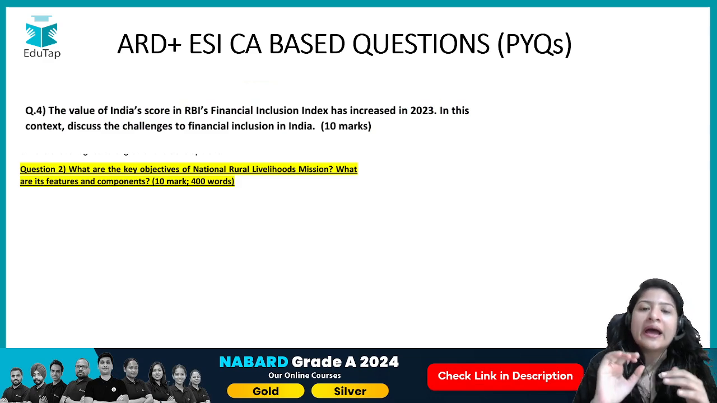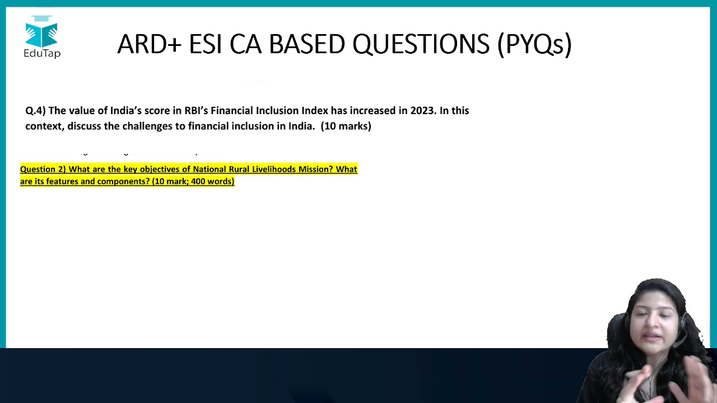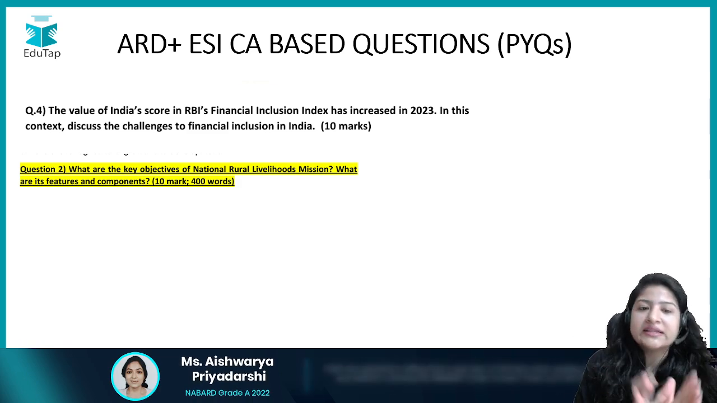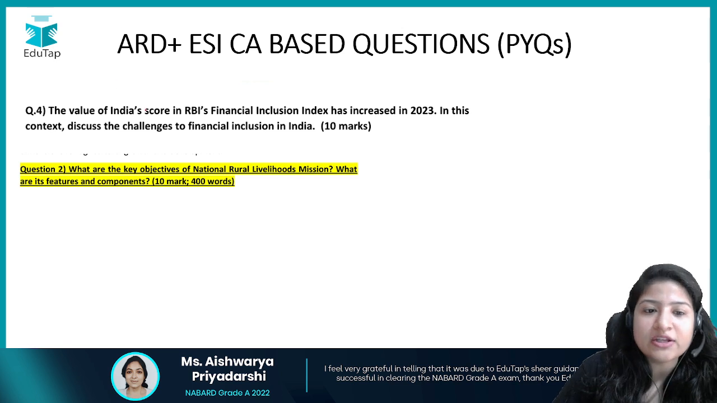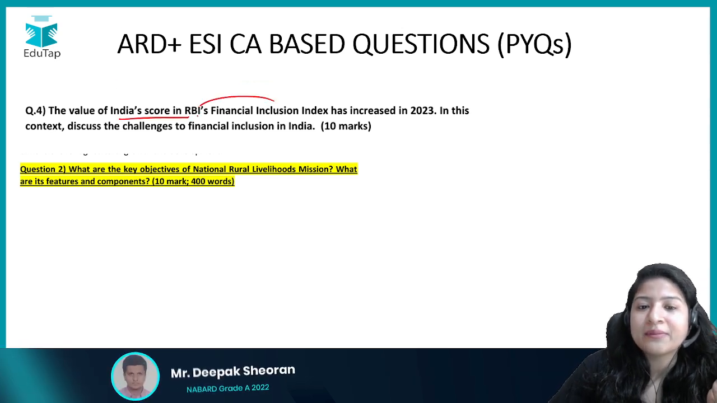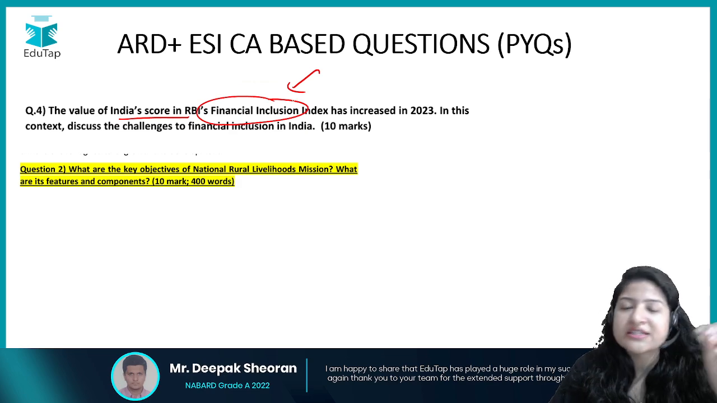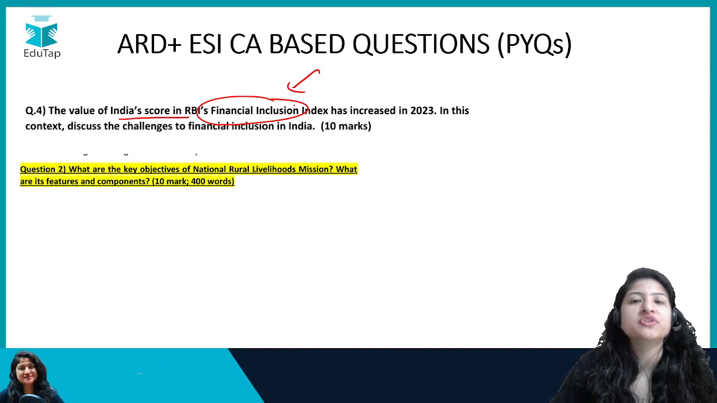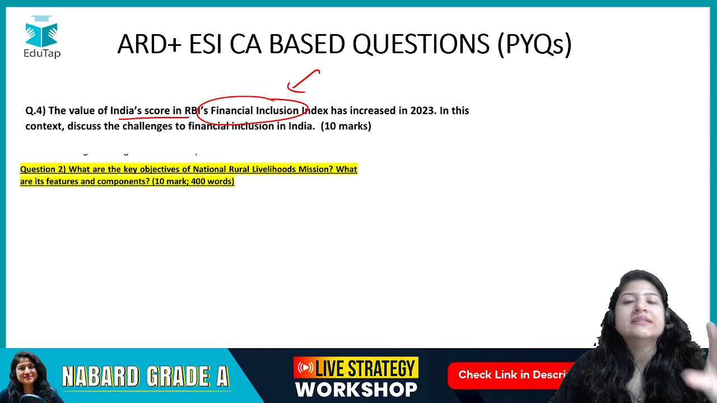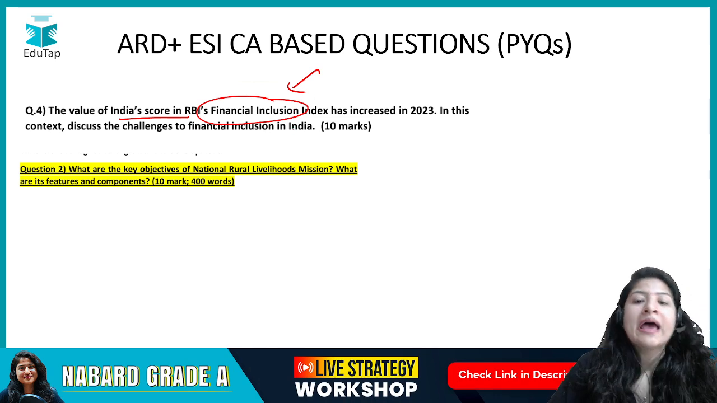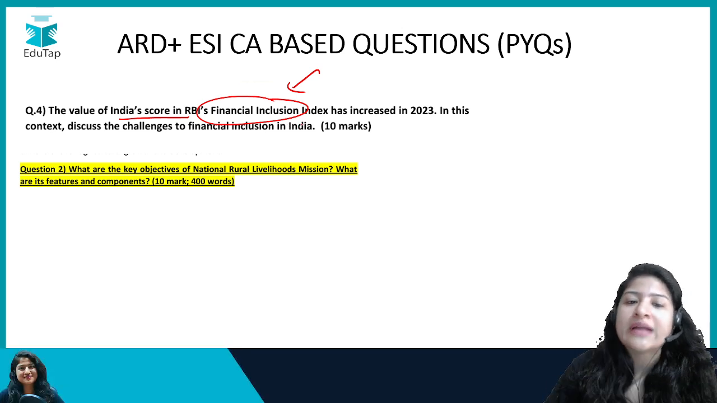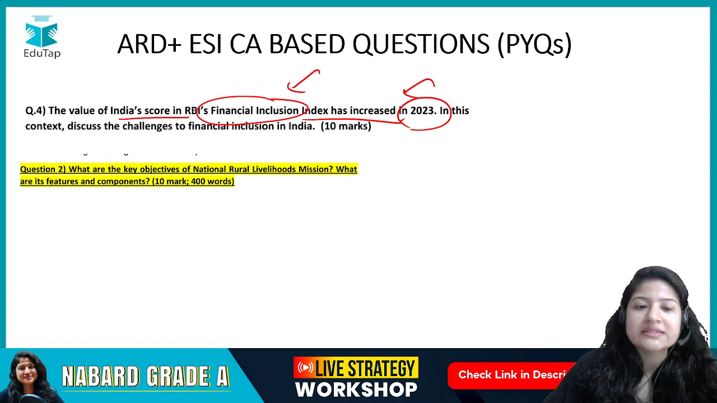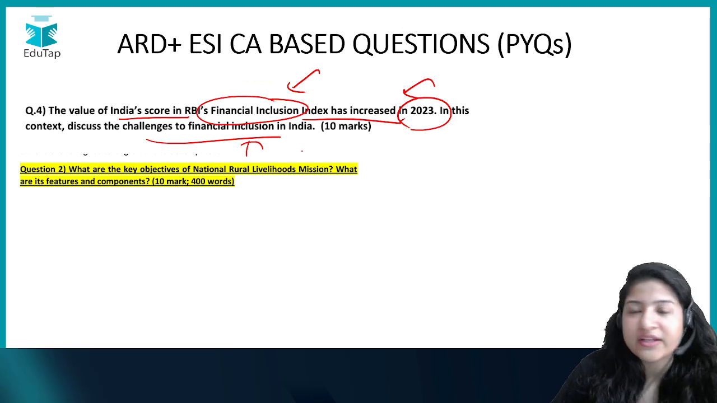ठीक है. And how these questions are asked, whenever anything is in news for any revolutionary reason. ठीक है. For example, if you look at question number 1, find the value of India's score in RBI's financial inclusion. देखो, financial inclusion is a part of your ESI syllabus, financial institutions, and we are talking about poverty alleviation, we are talking about social justice, right? So these are all part of your financial inclusion. ठीक है. The question says the value of India's score in RBI financial inclusion has increased in 2023. With this context, discuss the challenges that we have in financial inclusion in India.